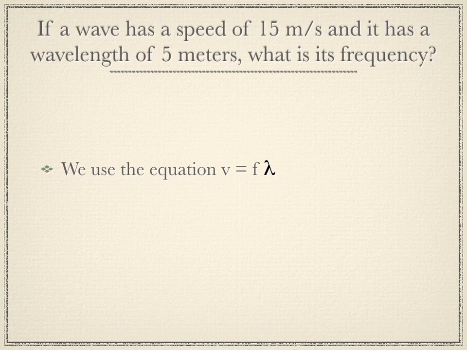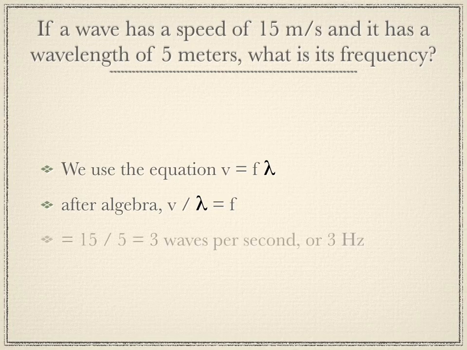We're looking for frequency, so F stays there. Lambda is going to move underneath the V, so we're going to end up with F is V divided by lambda. If we do that, we know the V was 15. It says speed of 15. The lambda is the 5 meters, so we're going to have 15 divided by 5. Just gives me 3. That's 3 waves per second, or 3 hertz.